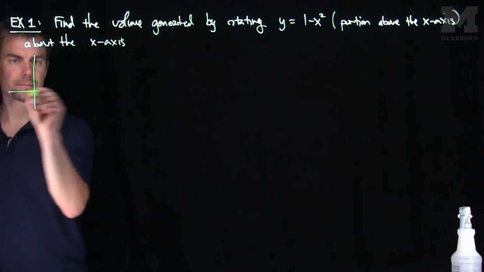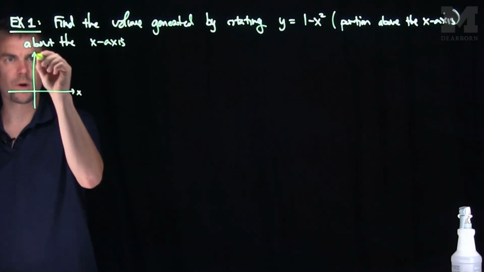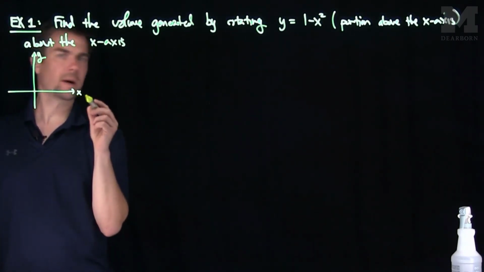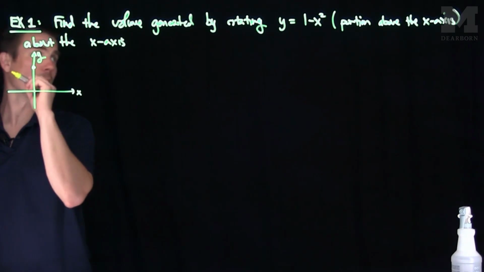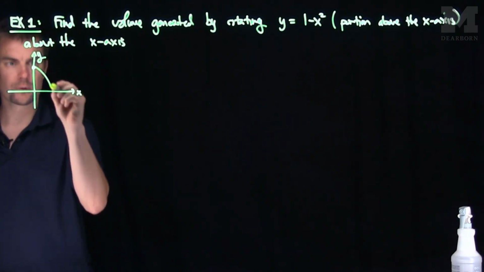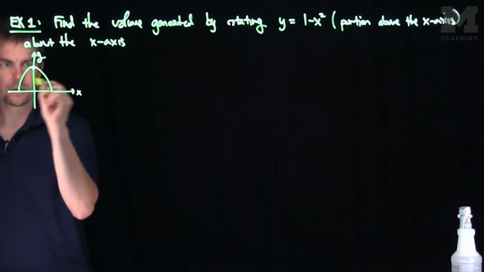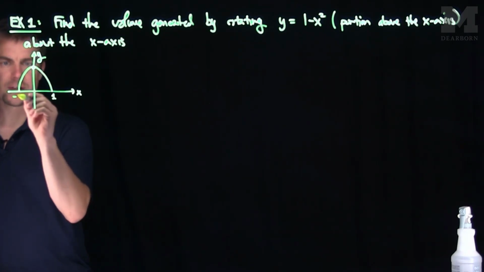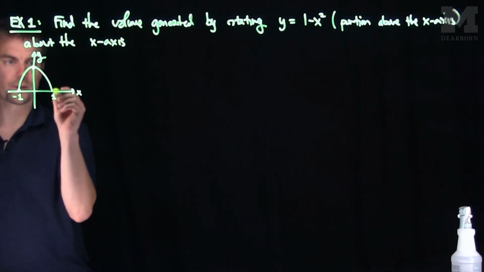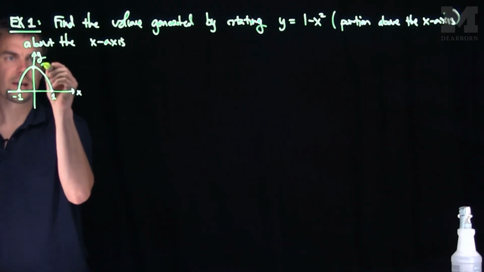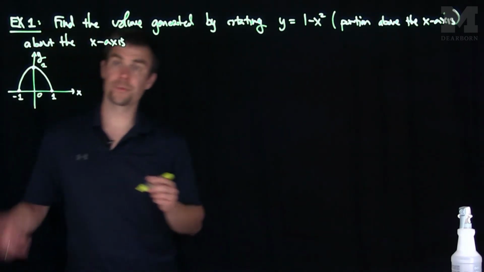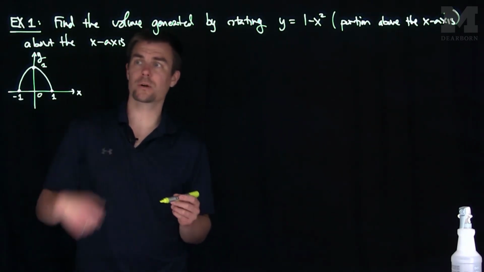So we have over here the x-axis and the y-axis. This function 1 minus x squared is a parabola that starts off at the point 1 when x is equal to 0 and goes down like this. There's x equals 1 and x equals negative 1. Those are the points where it crosses the x-axis, and when you plug in x equals 0, you get the point 1.